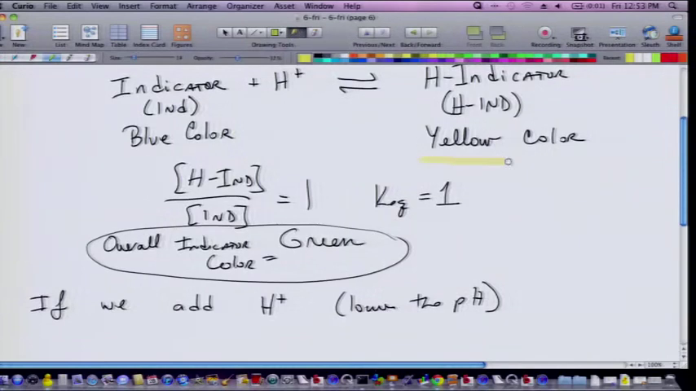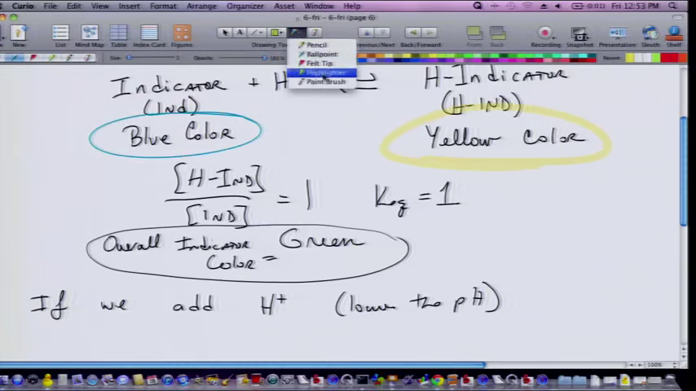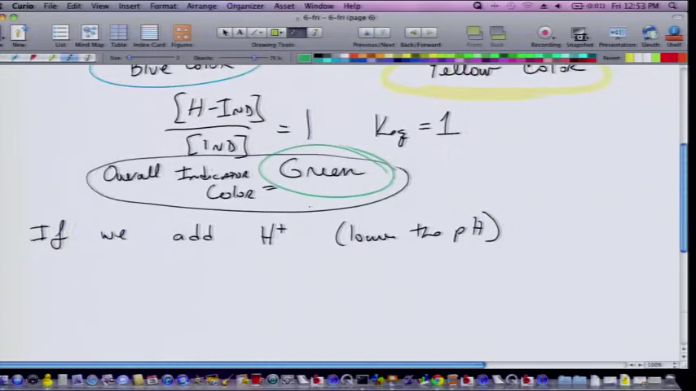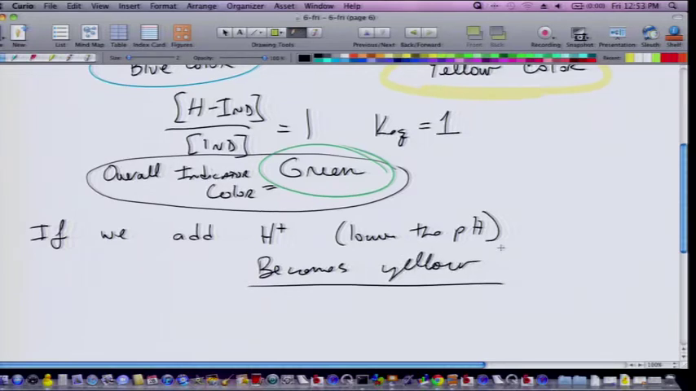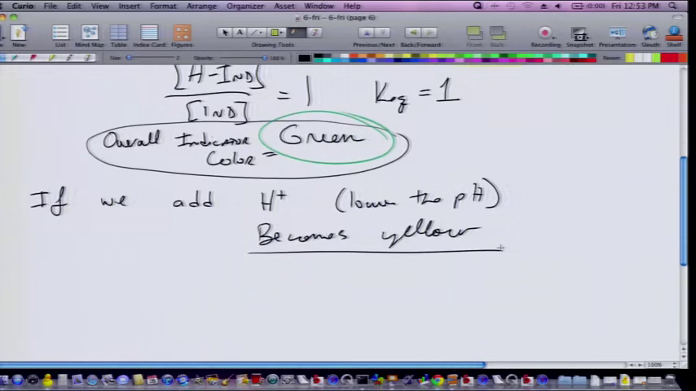Yeah, so we can even make this thing yellow and blue. And I just want to use colors. Okay. So yes, it becomes yellow. That's why this is great for sensing pH. We just look at it. You just add a little acid, and lo and behold, it turns yellow. So you could tell easily if you added an acid to this indicator.